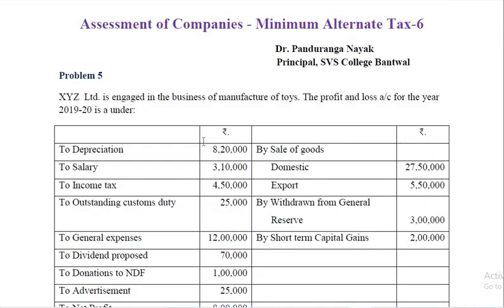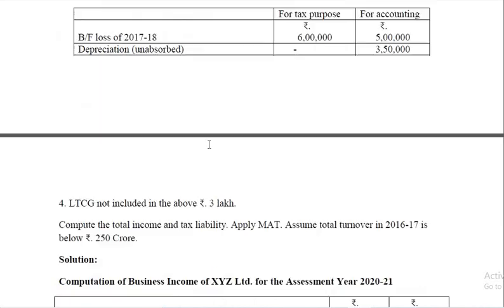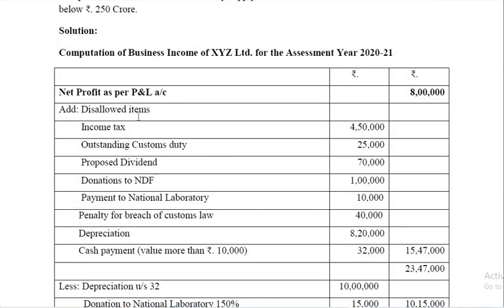Okay, this is about the problem. Let us see how it is being calculated. Already explained everything. Net profit as per profit and loss account. Add disallowed or inadmissible expenses. That means items debited to the profit and loss account but not allowed. What are the items? The income tax, not allowed. Outstanding customs duty, not allowed.